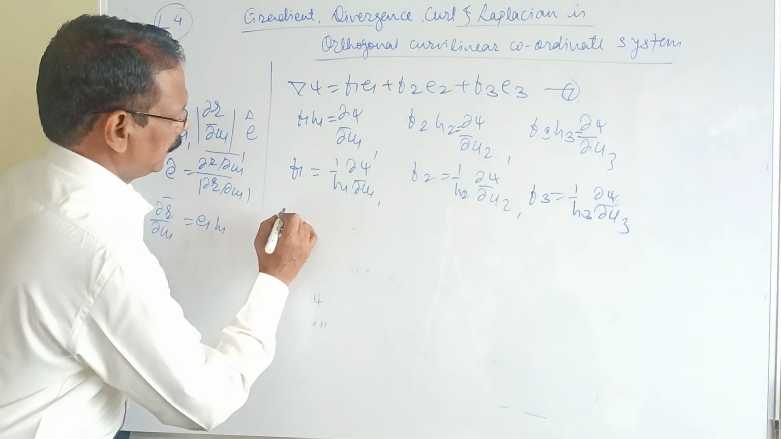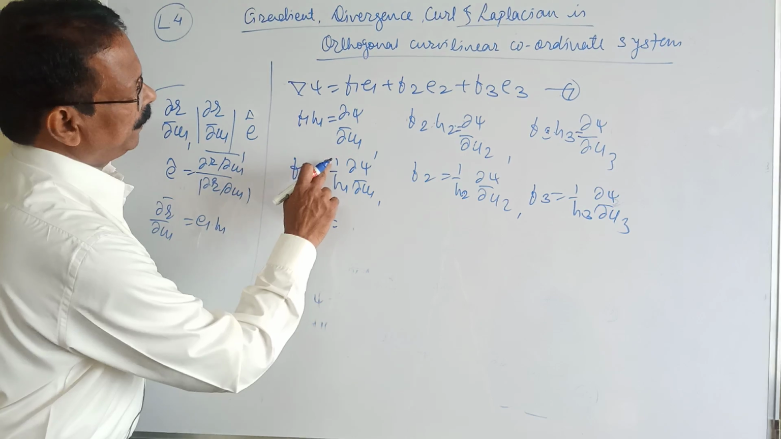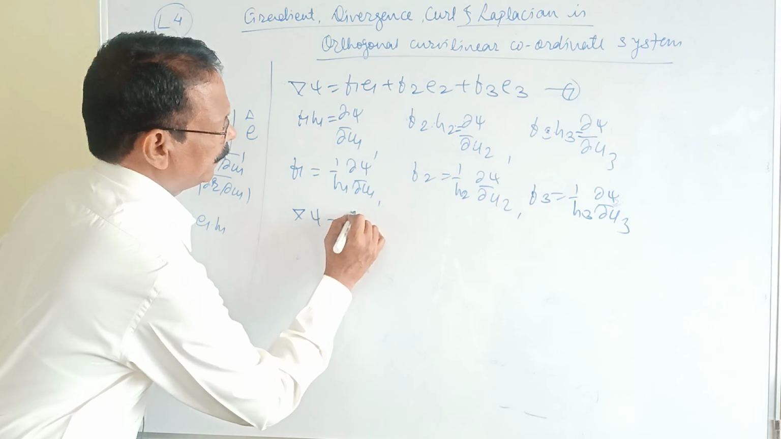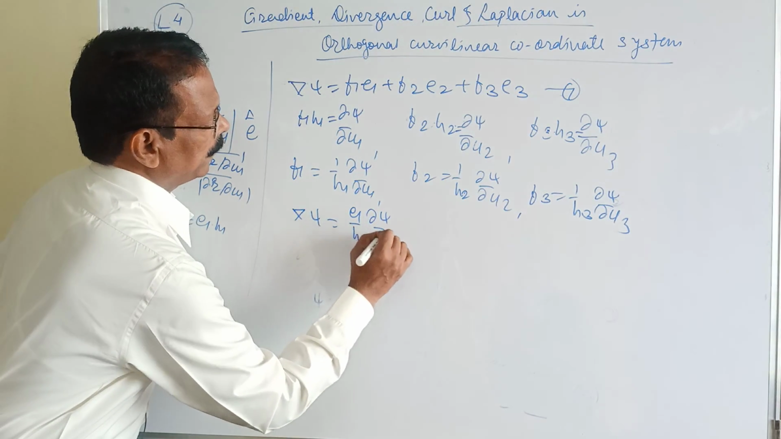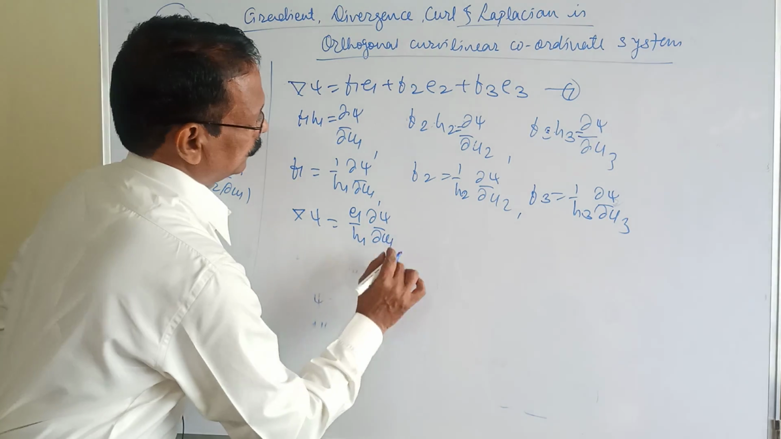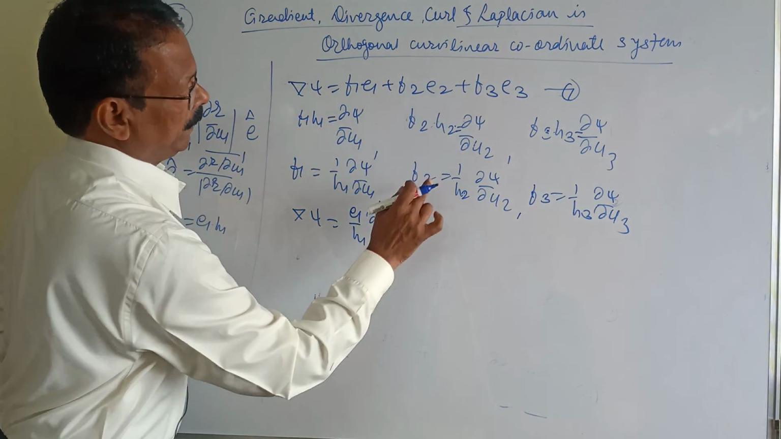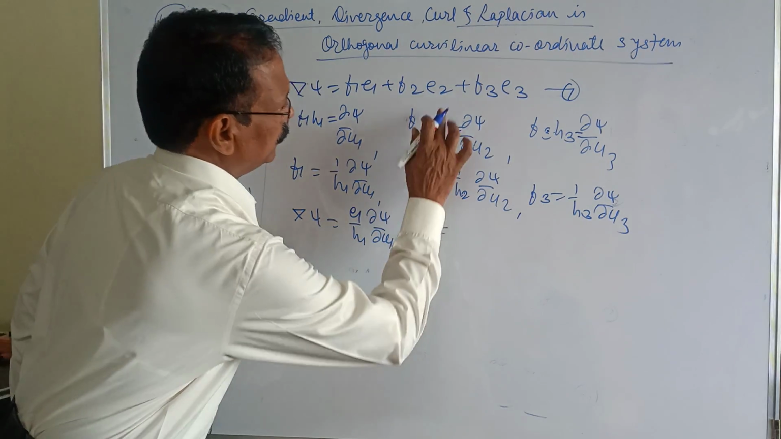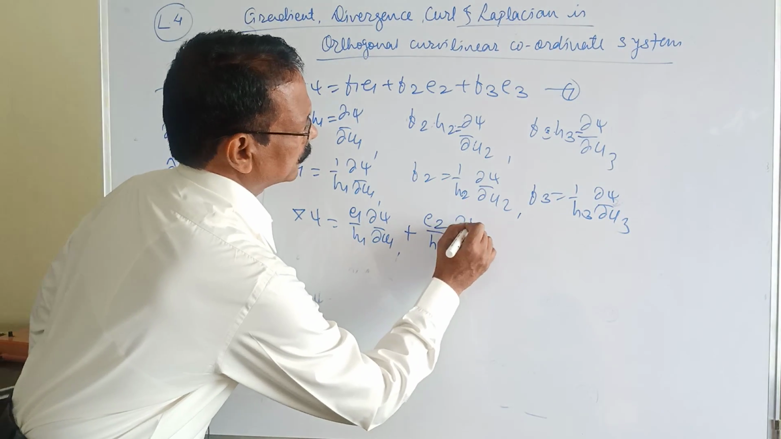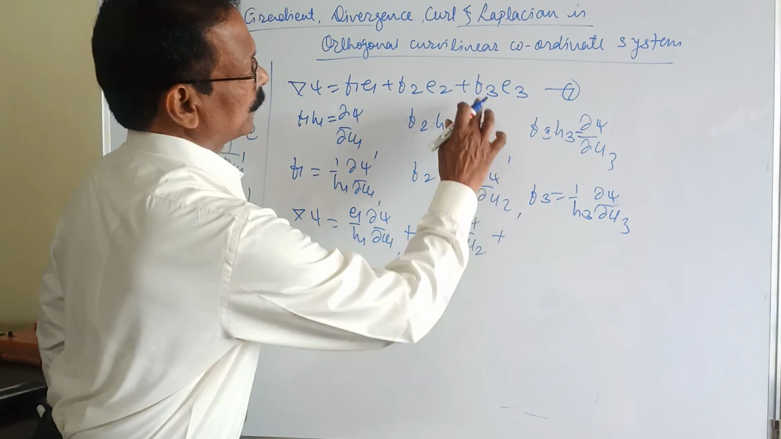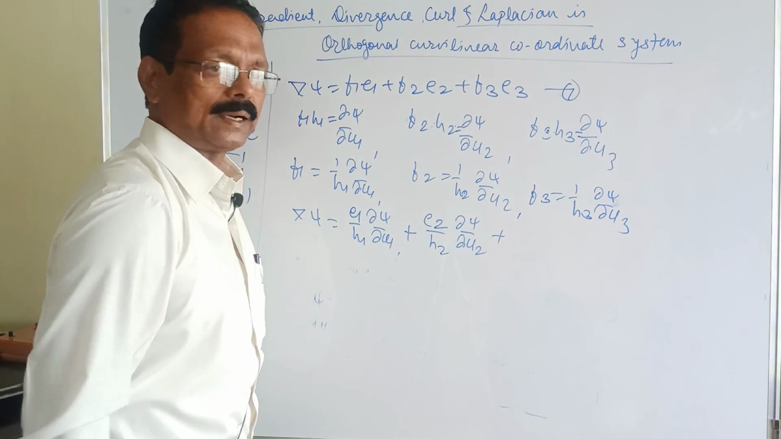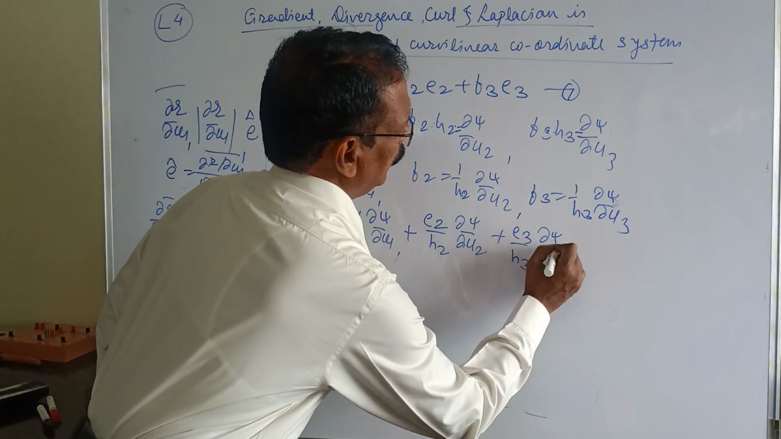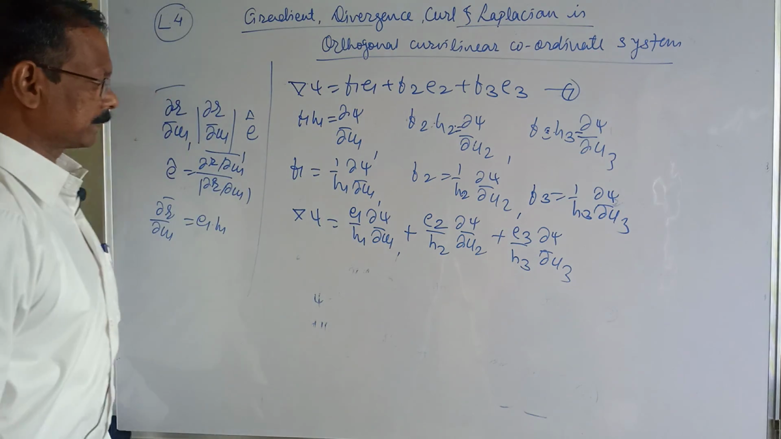What do we get? We get ∇ψ equal to f1 e1, where f1 is 1 upon h1 ∂ψ/∂u1, so we can write e1 upon h1 ∂ψ/∂u1, plus f2 e2, where f2 is 1 upon h2 ∂ψ/∂u2, so e2 upon h2 ∂ψ/∂u2, plus f3 e3, where f3 is 1 upon h3 ∂ψ/∂u3, so e3 upon h3 ∂ψ/∂u3. So this is the equation.